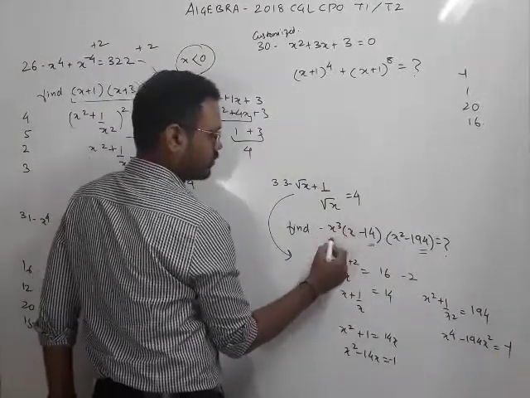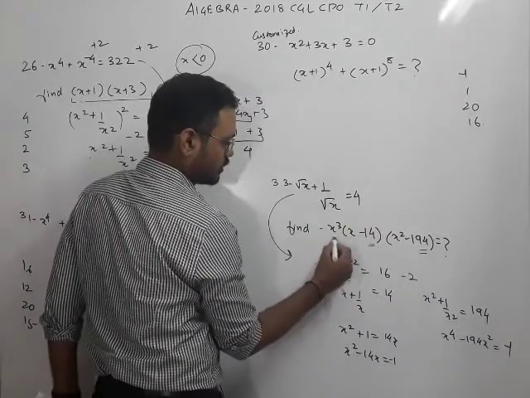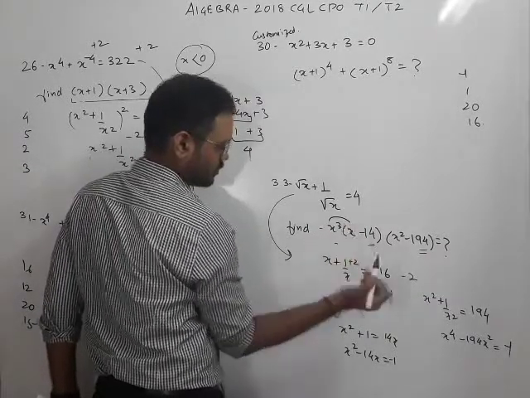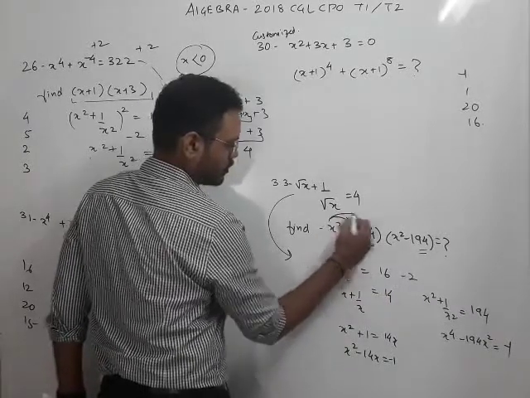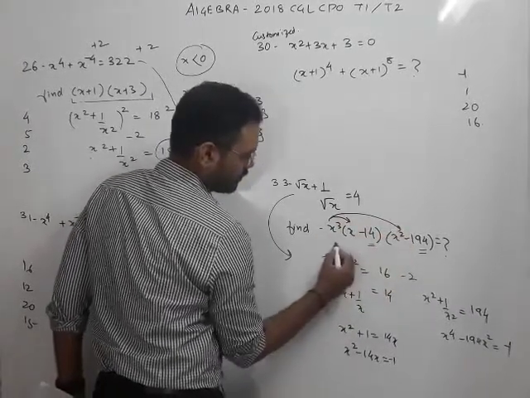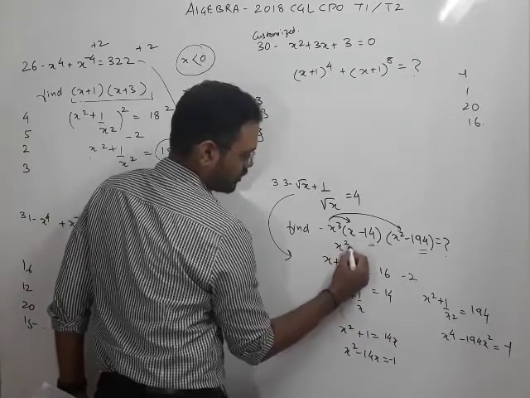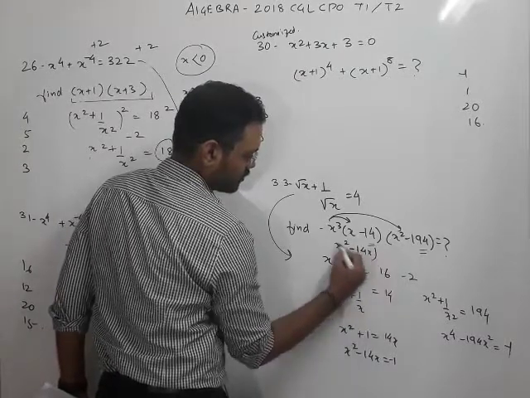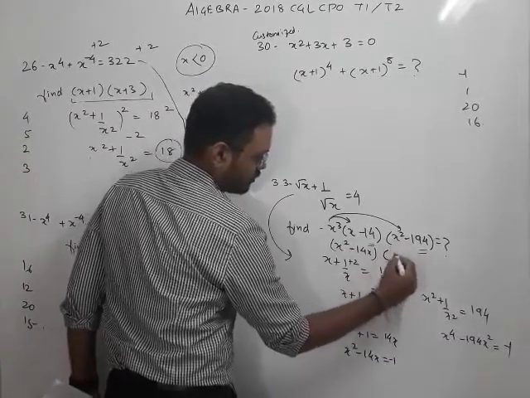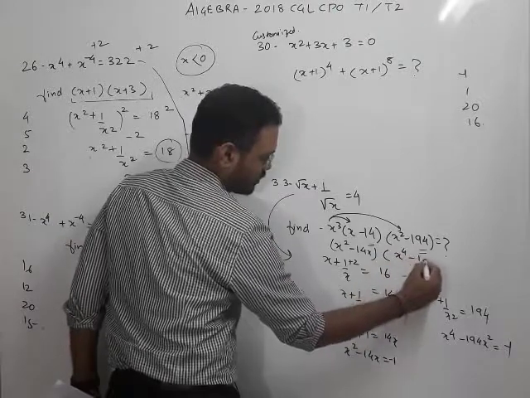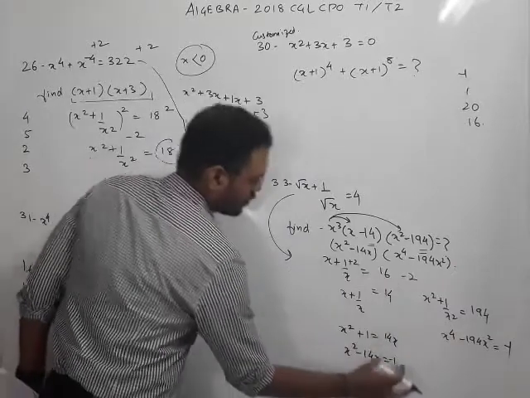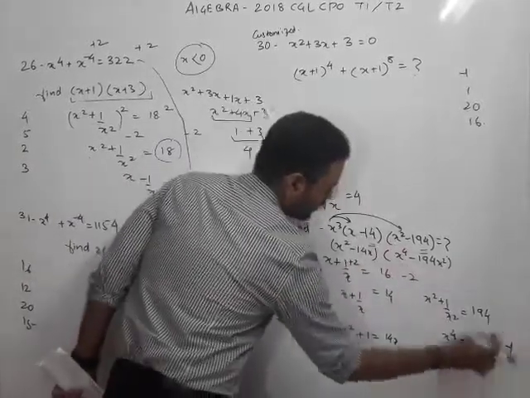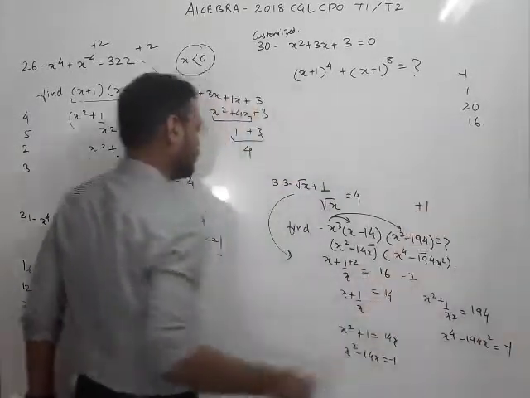If you see, it is nothing else. 1x is gone here, and the remaining x squared you multiply it here. This will become x squared minus 14x. This will become x raised to 4 minus 194x squared. Substitute the value minus 1 into minus 1, answer becomes plus 1.